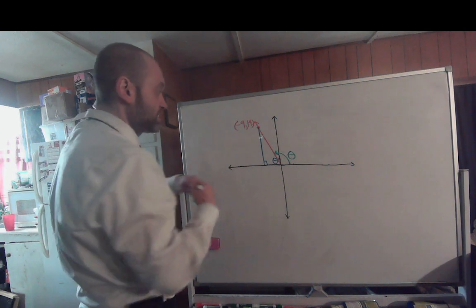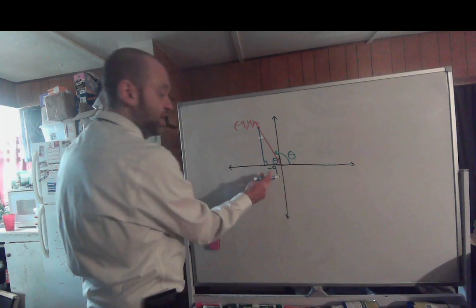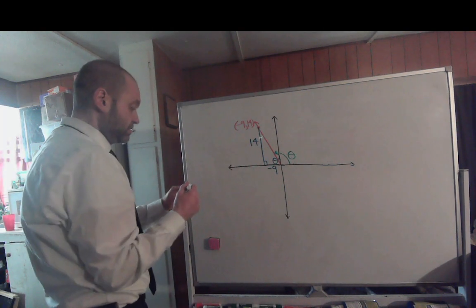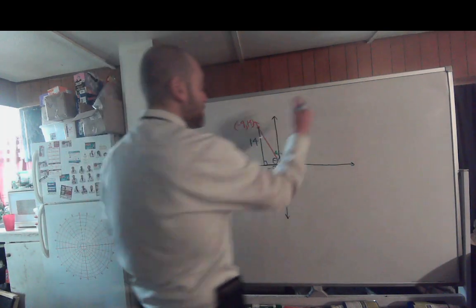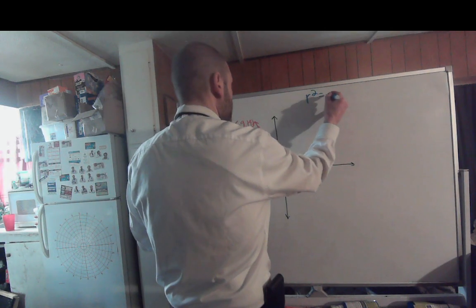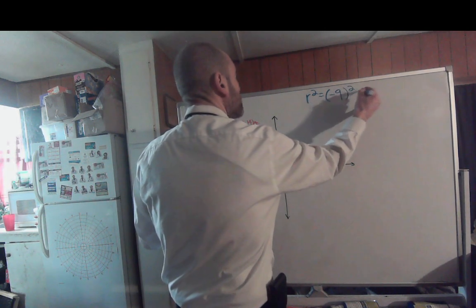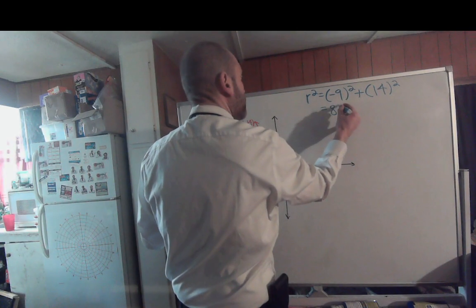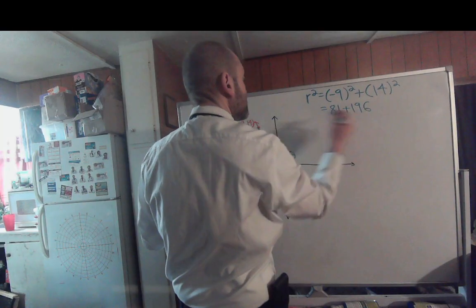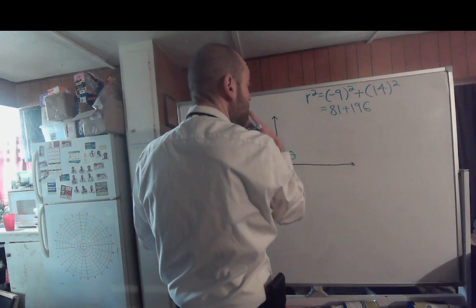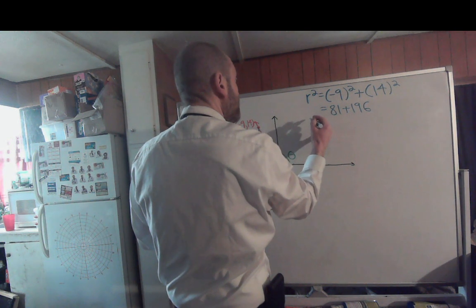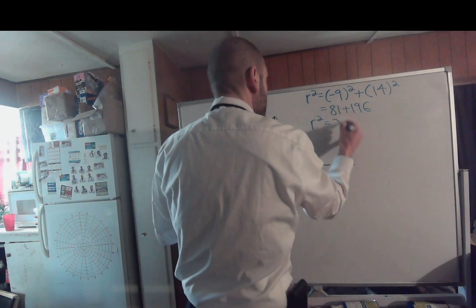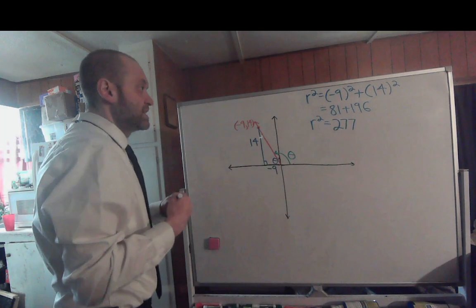Well, we know in the x we're over 9, so that'd be negative 9 for the x part. The y is 14, it's up 14, so we need to find our radius. So radius squared would equal that negative 9 squared plus 14 squared. So that's going to equal 81 plus 196. Which means my radius squared should be 277. But let's see if that breaks down any further.